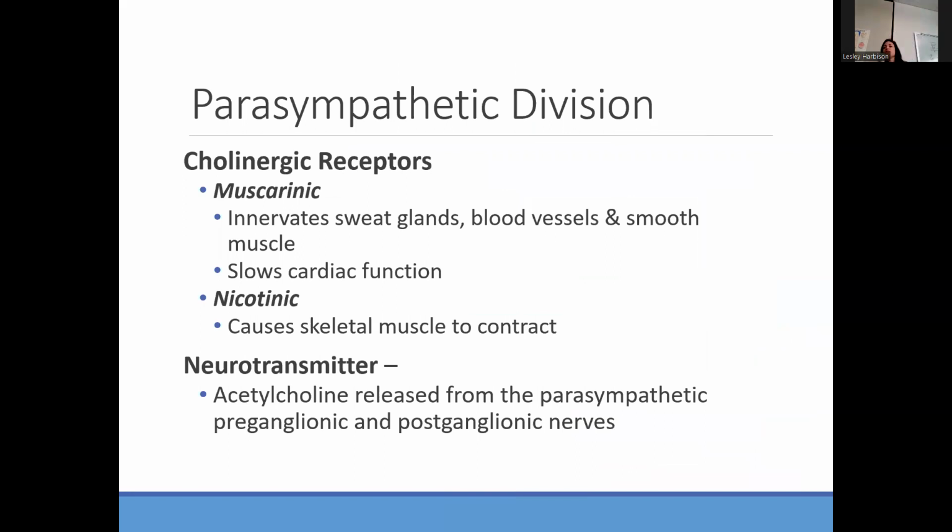Okay, parasympathetic division, cholinergic receptors, muscarinic, nicotinic. Not a ton of medications that we will talk about. In general, a lot of the medications work off of the other division, but muscarinic innervates sweat glands, blood vessels, smooth muscle. So there are quite a few medications that work on smooth muscle. It slows cardiac function. So if there is a medication, it's probably going to be working off of the muscarinic receptor.